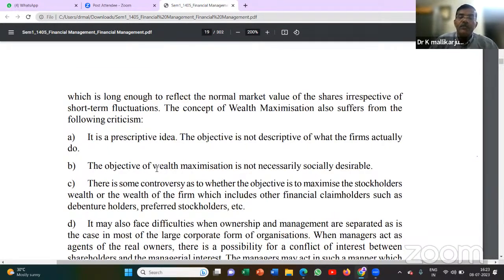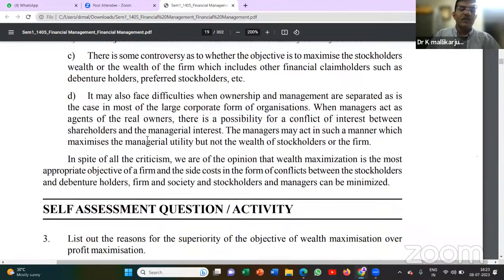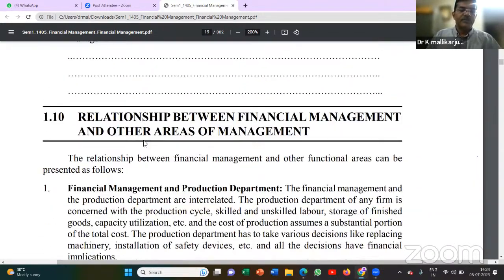It is a prospective idea. The objective is not descriptive of what the firm actually does. The objective of wealth maximization is not necessarily socially desirable, so we can't consider social concepts in business. There is controversy. See the Adani Group and some companies increasing their value. I don't know whether it's legal or illegal, or due to relations or government policies. We will only see whether the firm is maximizing value or not. What about the EPS? So this is the objective of financial management.